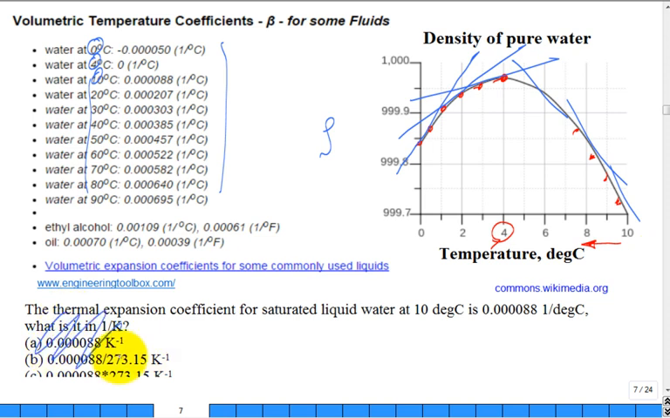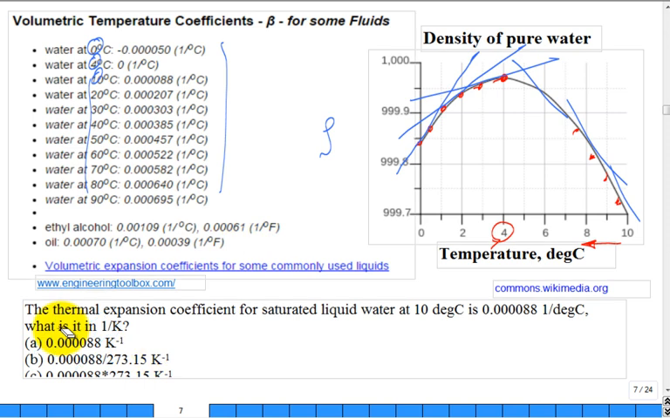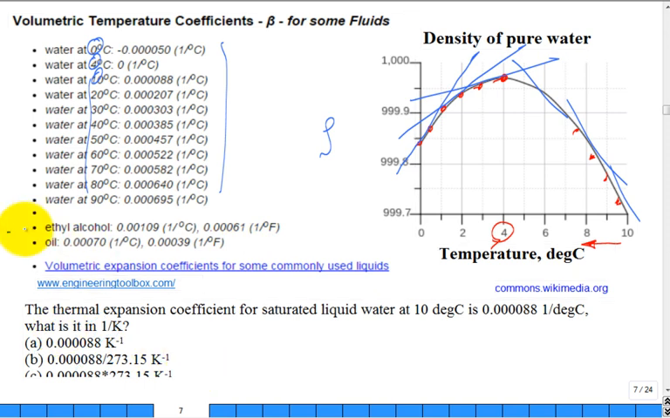I already covered this, didn't I? Notice that they also have, no, I didn't. I have to ask that question. Notice that they also have ethylene glycol and oil and other liquids you can go and find. But the beta for a lot of liquids is much, much smaller than for gases. Gases are more sensitive to temperature affecting their density.